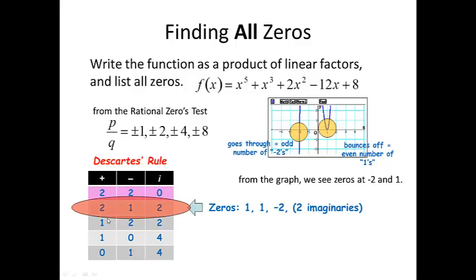So looking at this table, we see that there's 2 ones, the negative 2, and 2 imaginaries, because this is the 5th degree, and the fundamental theorem of algebra says there are 5, so there has to be 2 imaginaries. But the ones I can see from the graph are 2 ones because it bounces off the 1, and it goes through the negative 2, so that means we have 2 positives, 1 negative, and 2 imaginaries. None of the other ones work.